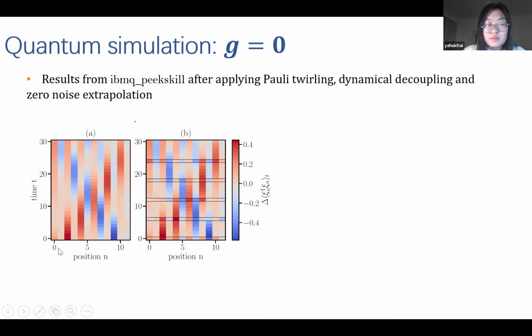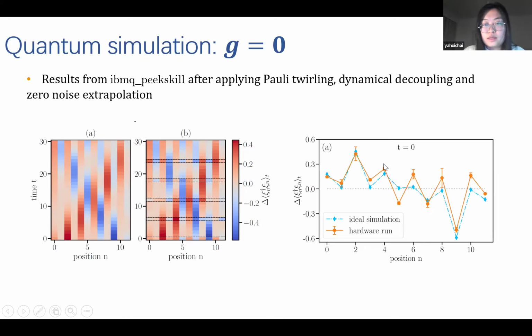So here the system size is only 12 qubits. The left plot is the ideal result from classical simulation, and the right plot is, this time, slices. We pick 5 time slices to run on the hardware to do the comparison with the ideal result.